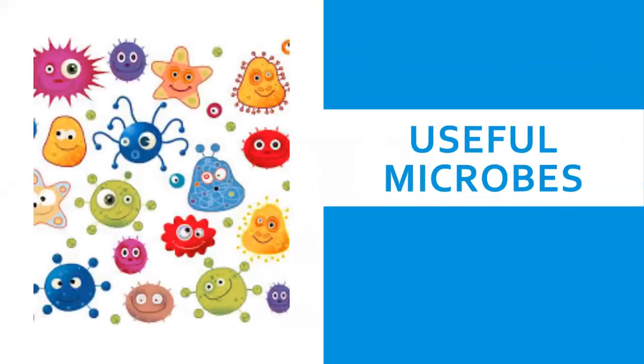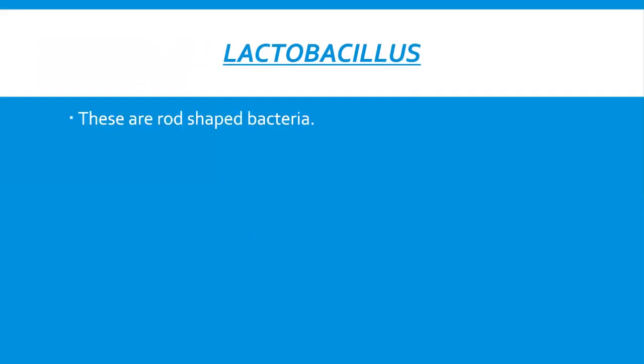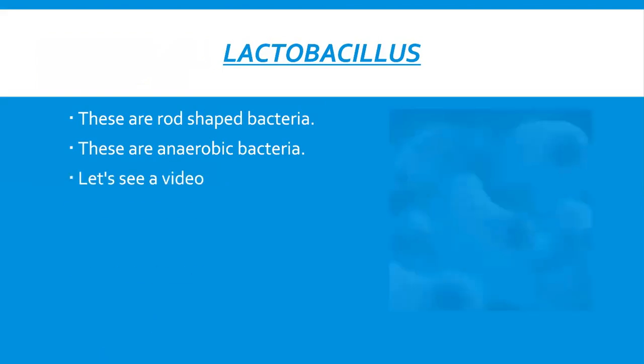Now, let's come to useful microbes. We've always seen that bacteria is bad, but why is it bad? Right, why is it bad? And if there is the bad bacteria, there are also some of the useful bacteria. Now, what is one of the useful bacteria? It's lactobacillus. These are rod shaped bacteria. These are anaerobic bacteria. Anaerobic means that these bacteria do not require oxygen to multiply. So they are called anaerobic bacteria.